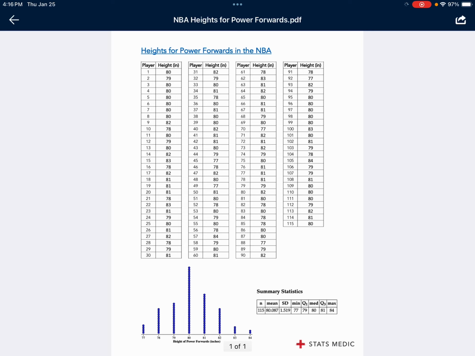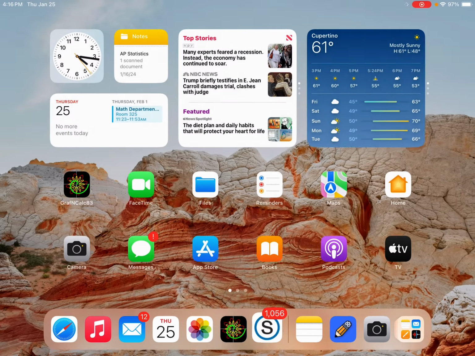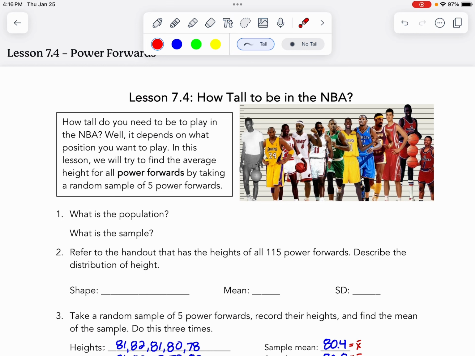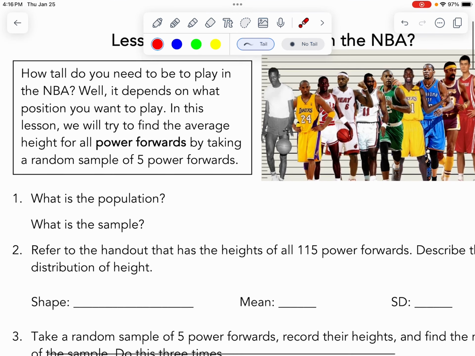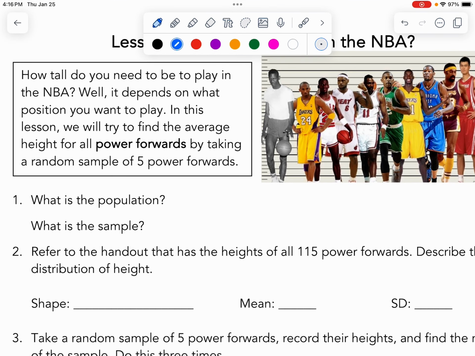So yeah, we could just add them all up and divide by 115, right, and get the average height of all these players. But as we always do in statistics, we're going to ask ourselves, how could we do this with a sample? So the population has to be all 115 power forwards in the NBA.